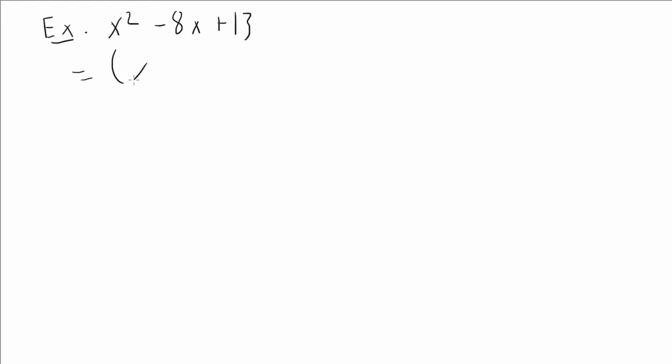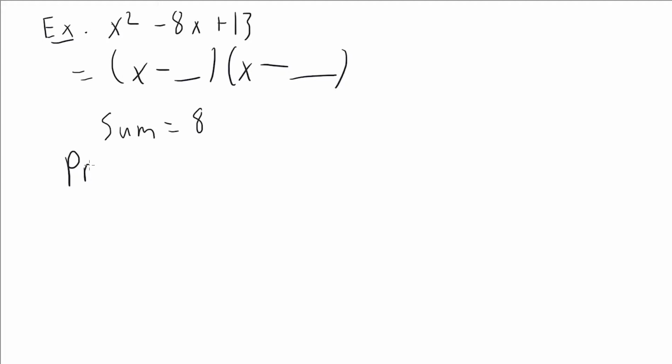And if there are two solutions, so suppose x minus something times x minus something will give us our solution, or this equation right here. So we know that if there are two solutions, the sum of the two solutions must be 8, because we have the negative signs right here. And our product should be 13.